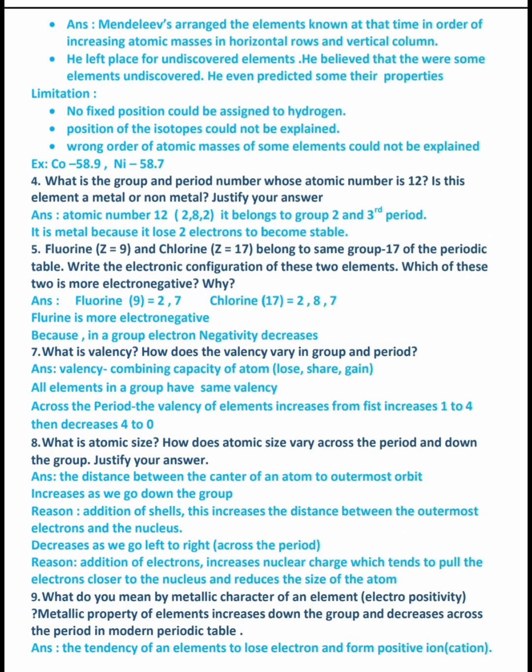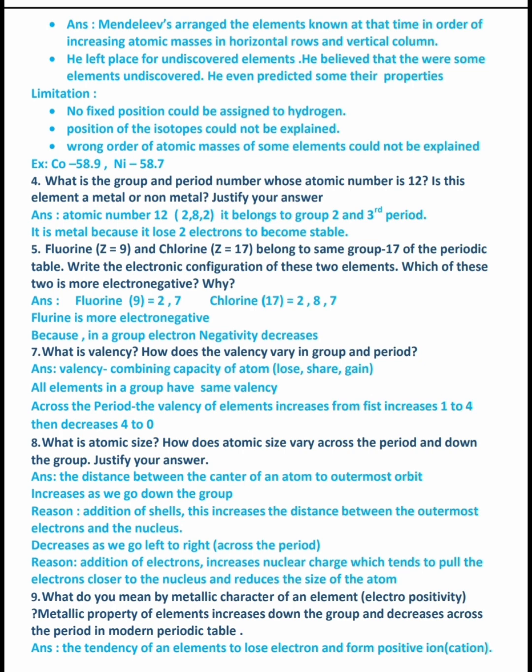What are the group and period numbers of the element whose atomic number is 12? Is this element a metal or non-metal? Justify your answer. Next question, fluorine and chlorine belong to the same group, the 17th group, of the periodic table. Write the electronic configuration of these two elements. Which of these two is more electronegative? Why? What is valency? How does valency vary in a group and period?